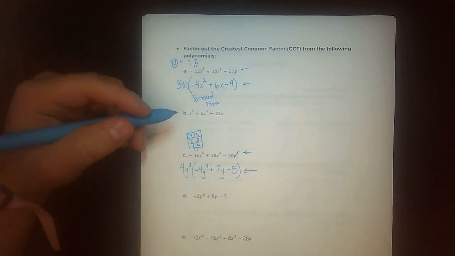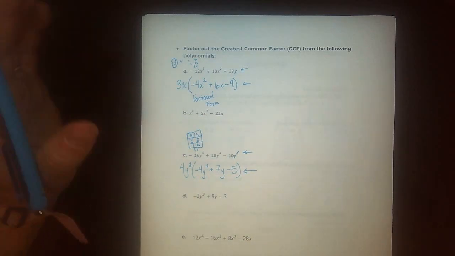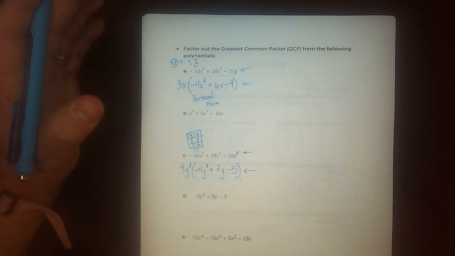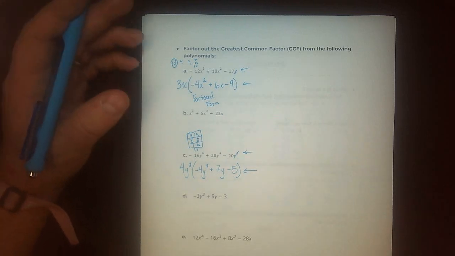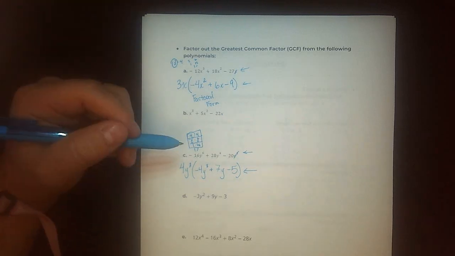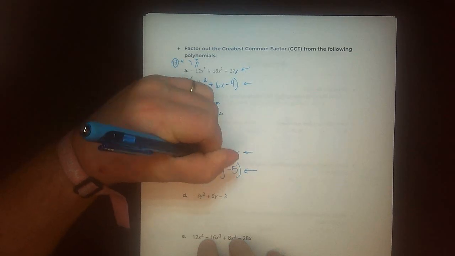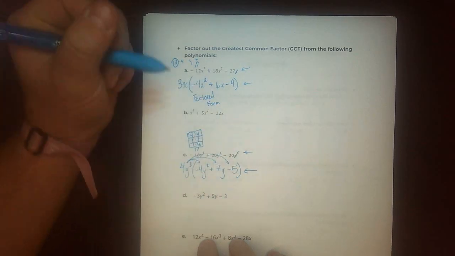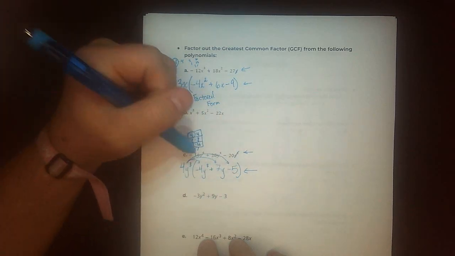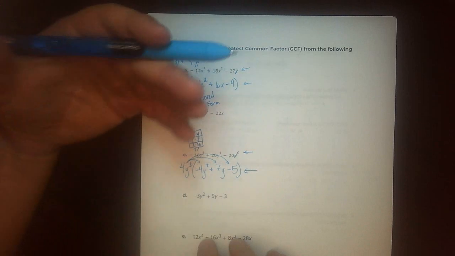Okay, and you could check that too. So on the next 4 that you're going to do without me, a good way to check your work is to just multiply back out. So you could distribute this number back out to everything, and it should give you the same number. I'm not going to do it on this one, but it will give you the same number.